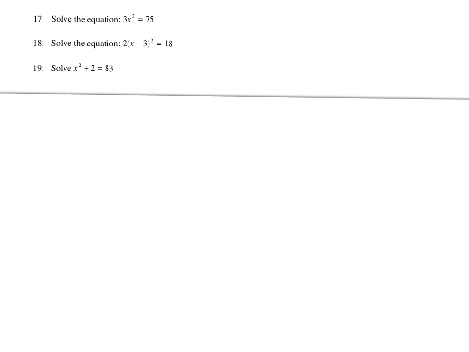All right, lastly here, I want to solve this one. I'm going to subtract the 2 over first, so x squared equals 81. And then we'll square root both sides, so x equals plus or minus 9.